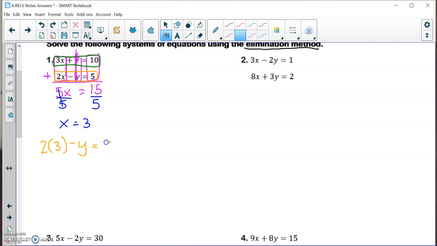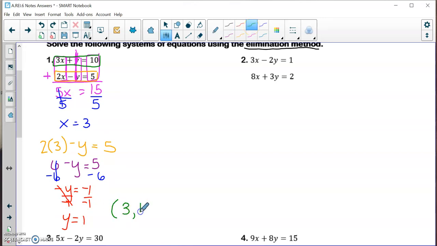And now I'm going to solve for y. And I get a y value of 1. So now I write my answer as an ordered pair. I had an x value of 3, a y value of 1. This is my solution. A reminder, you can substitute both of those x and y values into both equations to see if it works out to check your answer.